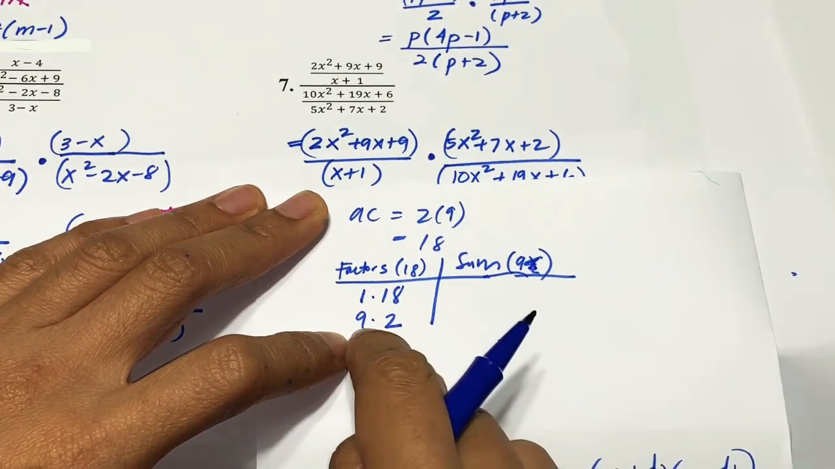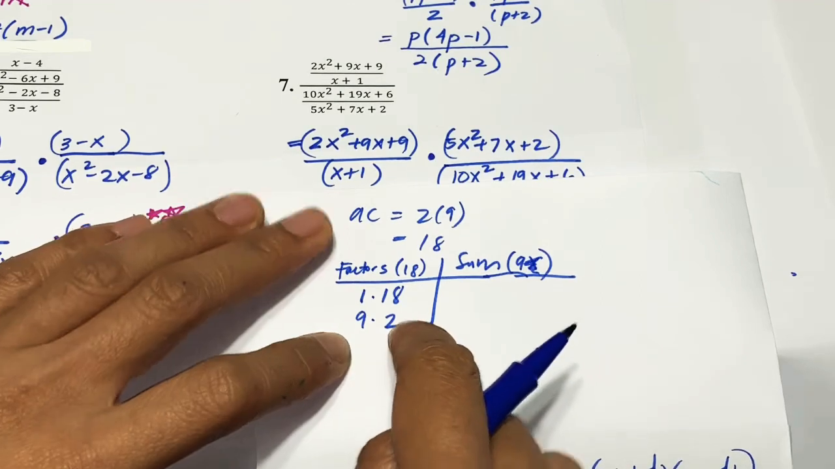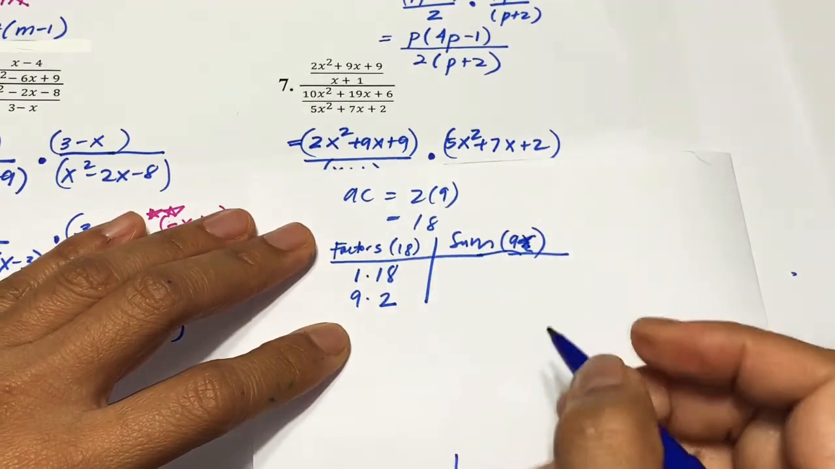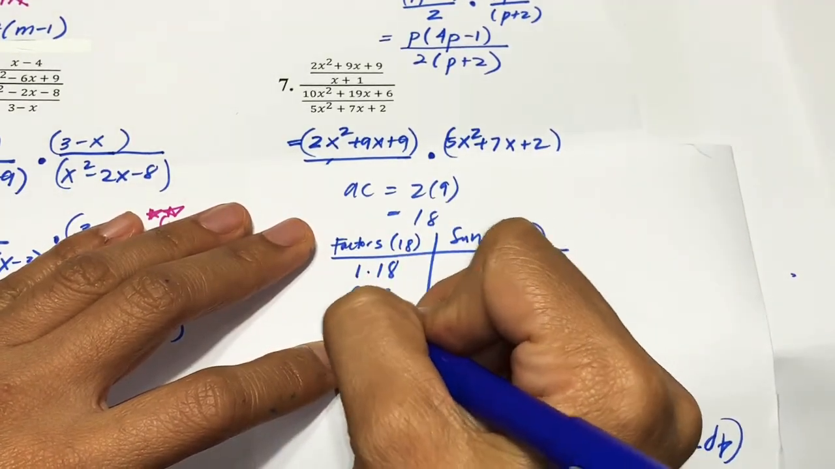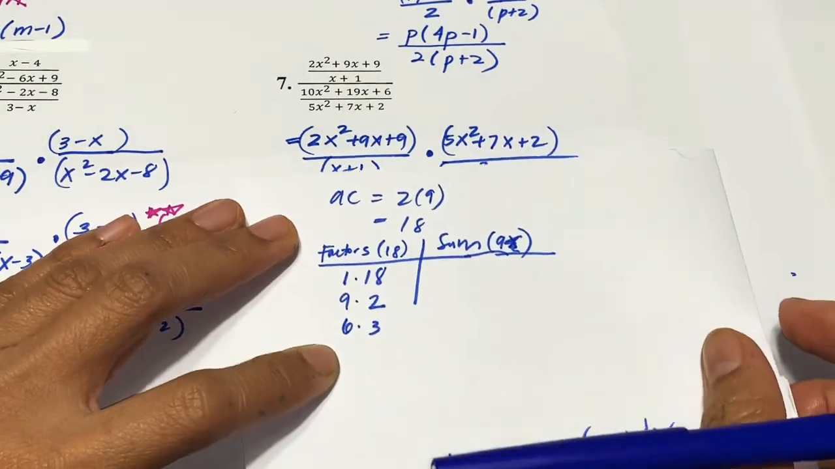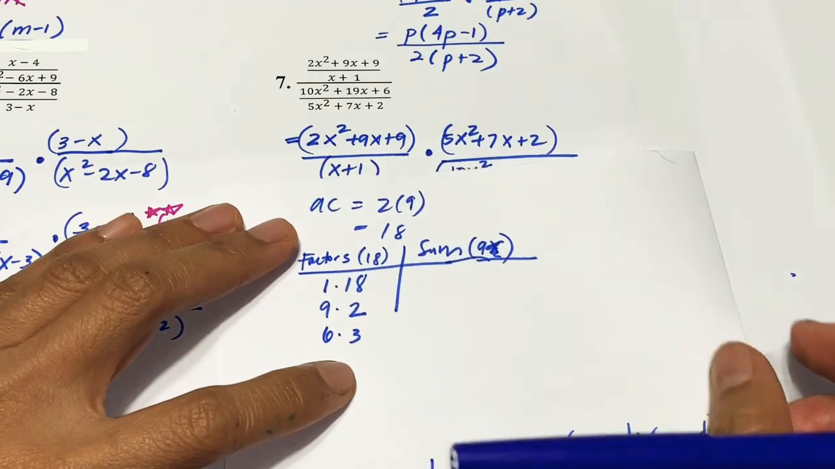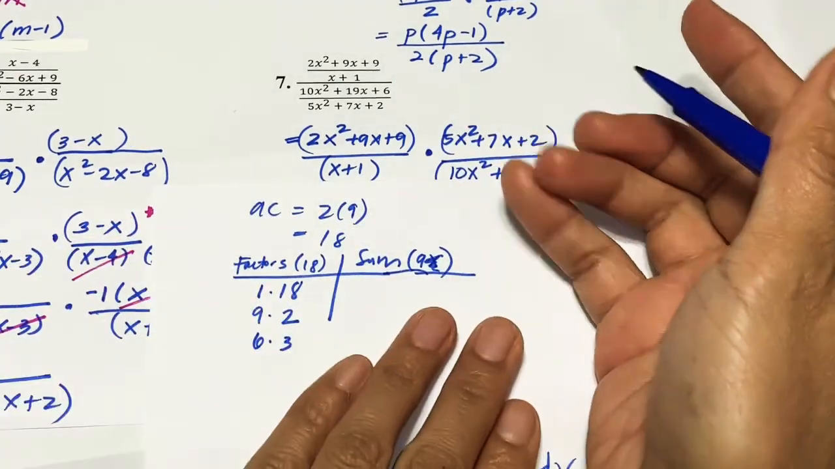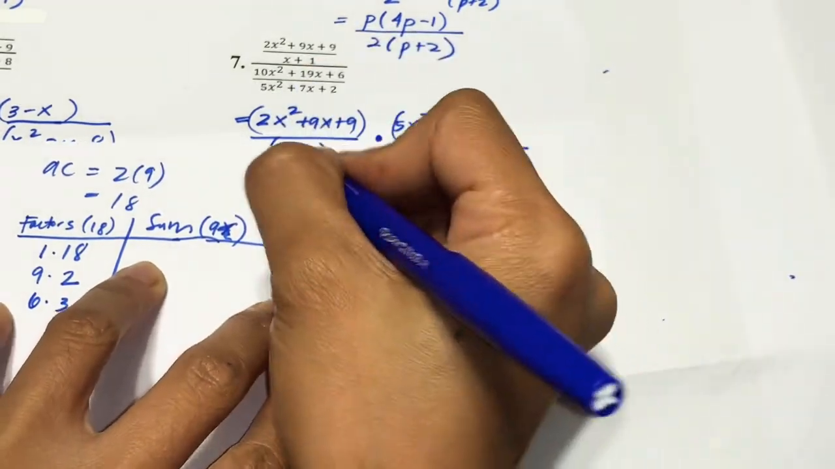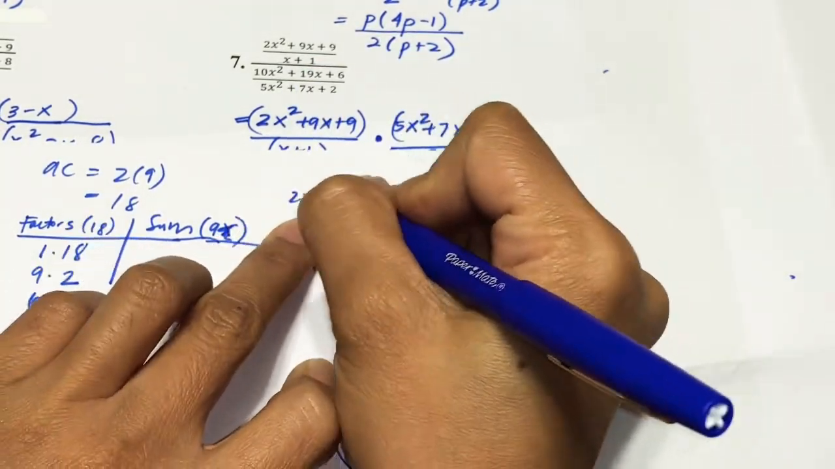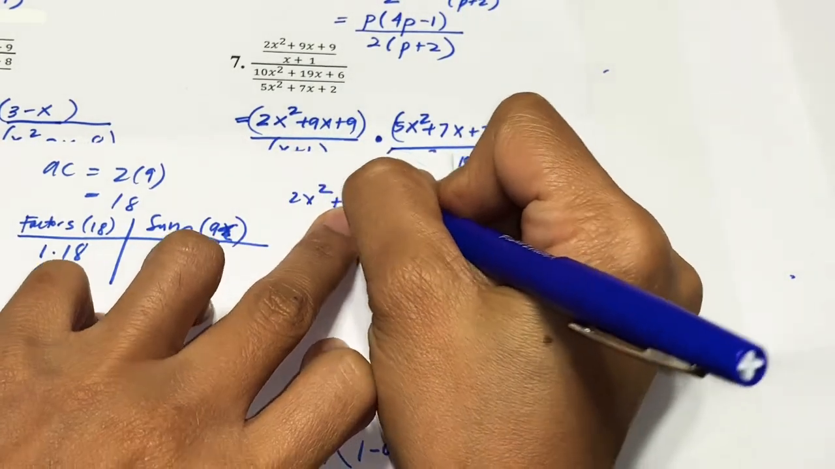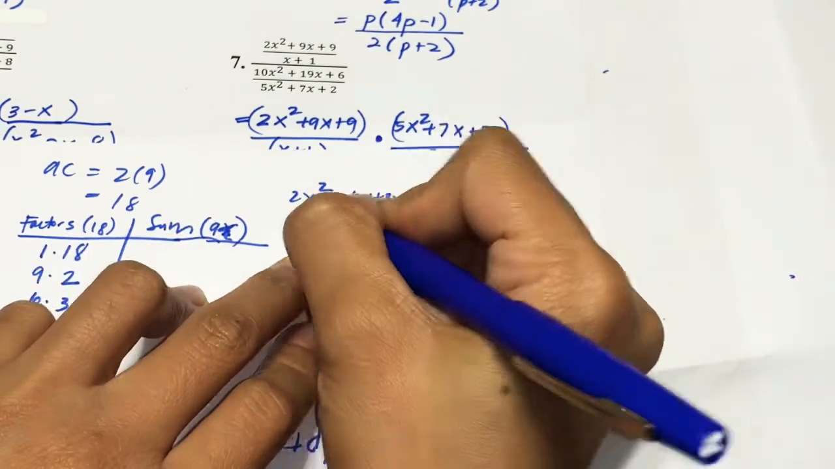It's going to give you either 7 or 11 if you add it. Next one, 7 if you subtract. What else makes 18? Oh, 6 and 3. 6 and 3 will give us a 9. So now it becomes, instead of 9, we're going to use 6 and 3. So 2x squared plus 6x plus 3x plus 9.